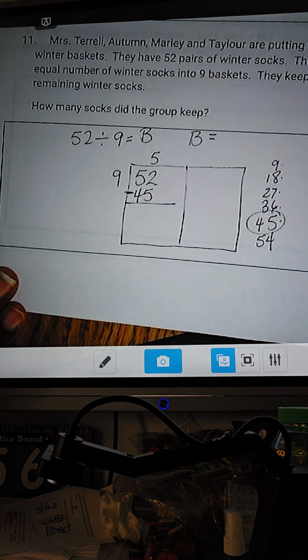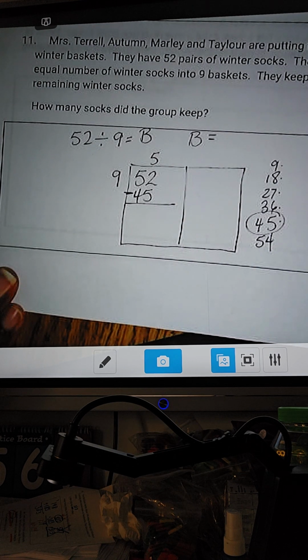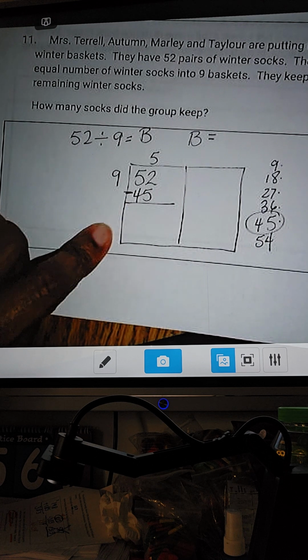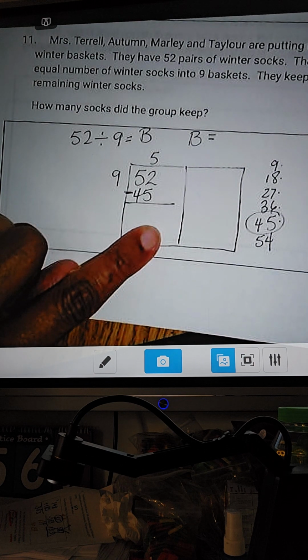I hope no one said 3. I hope no one said 13. Yeah, I've been seeing that a lot lately, and it's really scaring me. Because we can't keep going in this direction. Some people are still subtracting starting in the greatest place value, and we've said that a million times now. Do not start adding or subtracting in the greatest place value. You always start in the ones place.